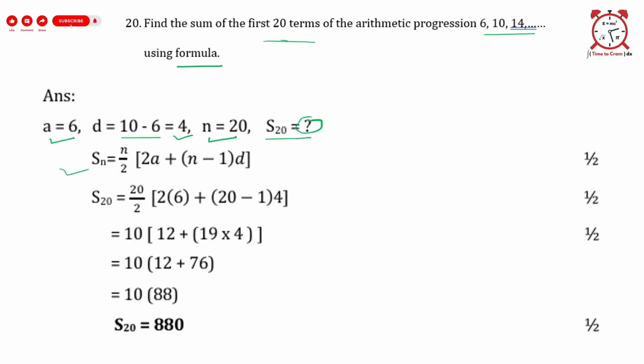This is the formula. Look, if you write the correct formula, then you will get the half marks. That is why the teacher always asks students to write the formula properly in the given sum. Then after putting in the correct values, again you will get the half marks here. Then after the simplification, S20, the sum of 20 terms, is 880. So this is the answer to this question.